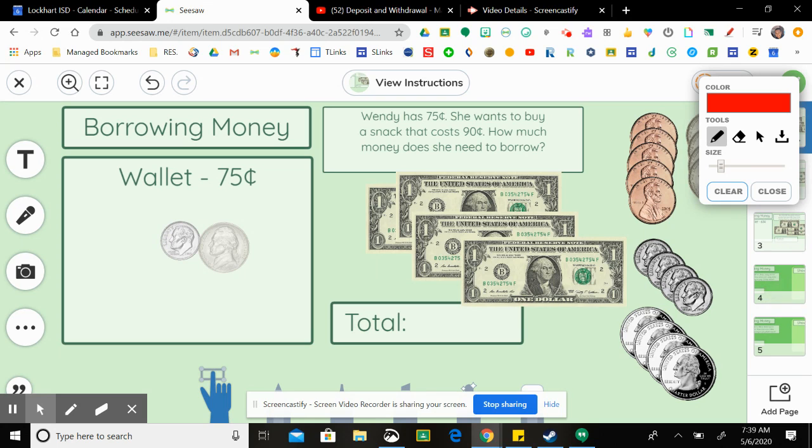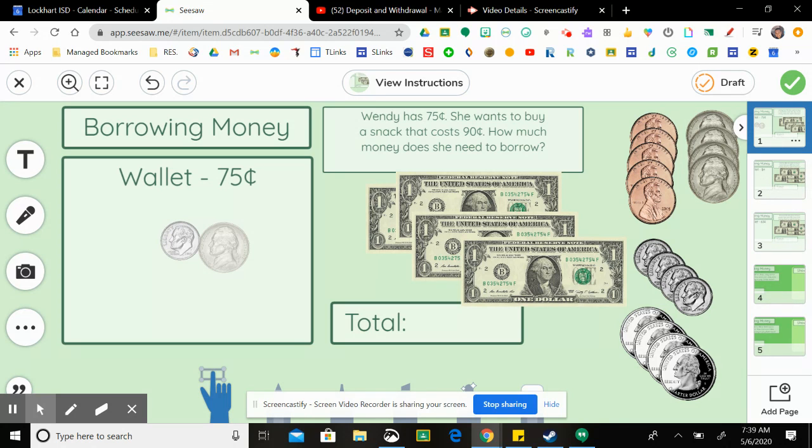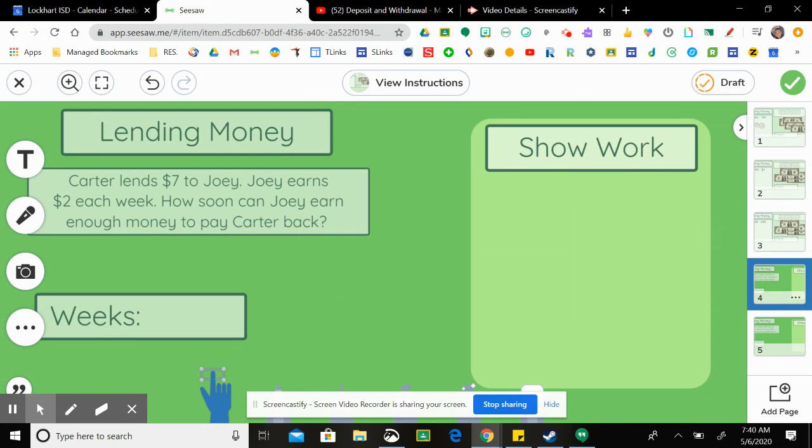Next is lending money. When we talk about lending money, this is when you are actually giving the money to someone, or when the bank lends you money. So let's read the problem. Carter lends $7 to Joey. Joey earns $2 each week. How soon can Joey earn enough money to pay Carter back?